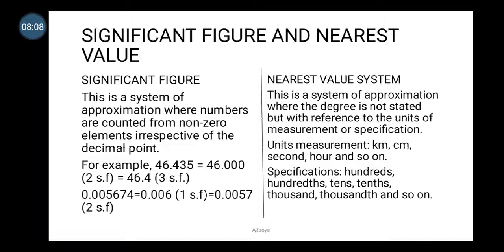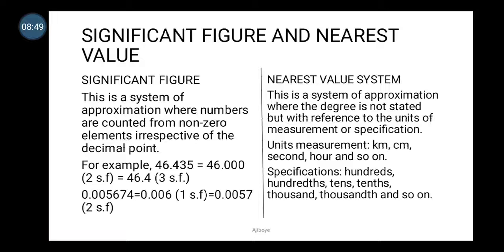So, for this example, 46.435, I want to approximate to 2 significant figures. You see that the first 2 figures there are 4 and 6. So I'm to stop at 6. Then the number after 6 is 4, which is not up to 5, so it will be rounded down to 0. I will not consider the others, only the 4 after the 6. And our others will become 0, 0 automatically.